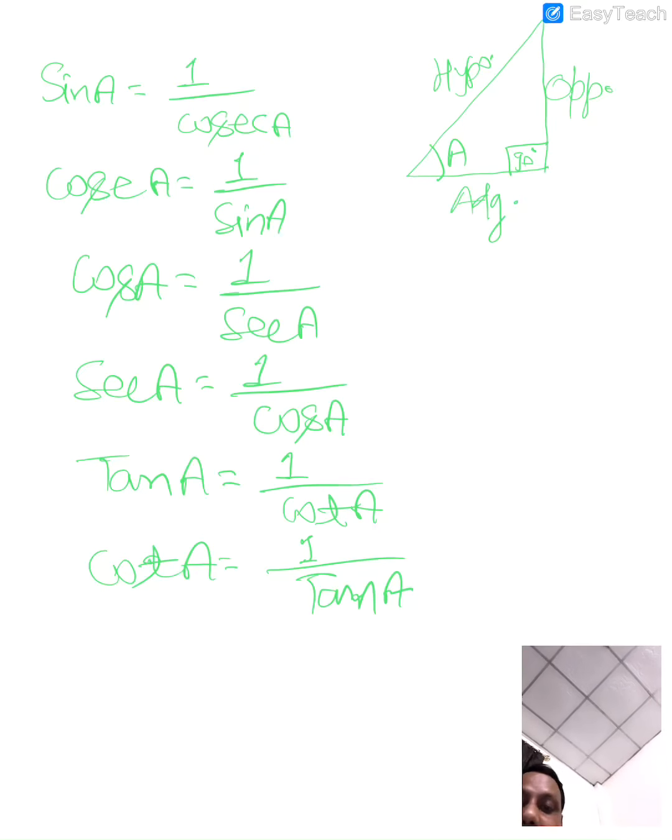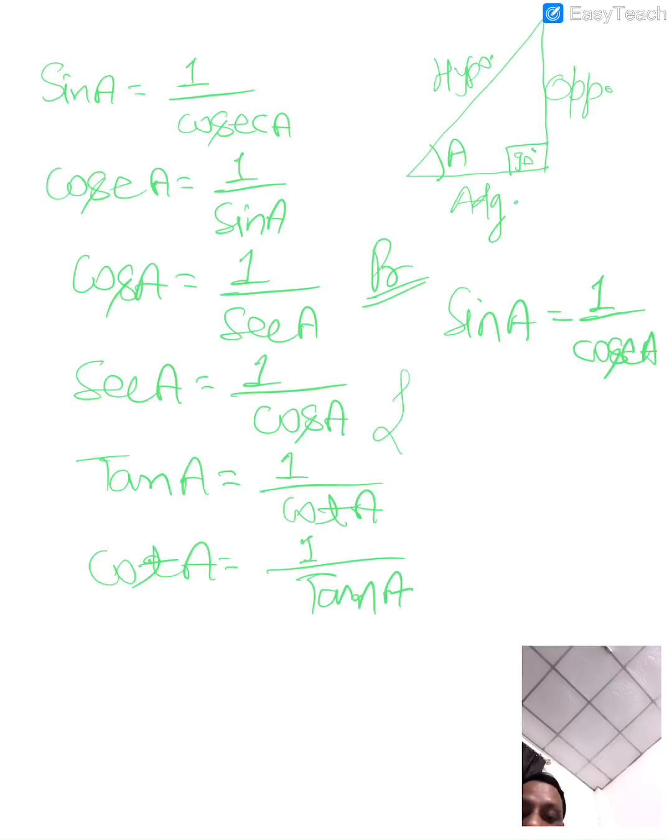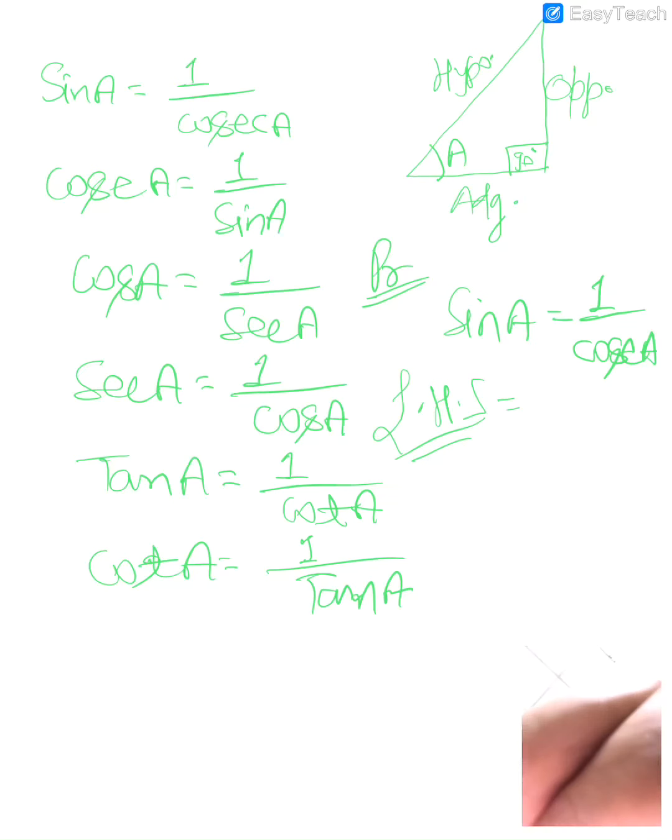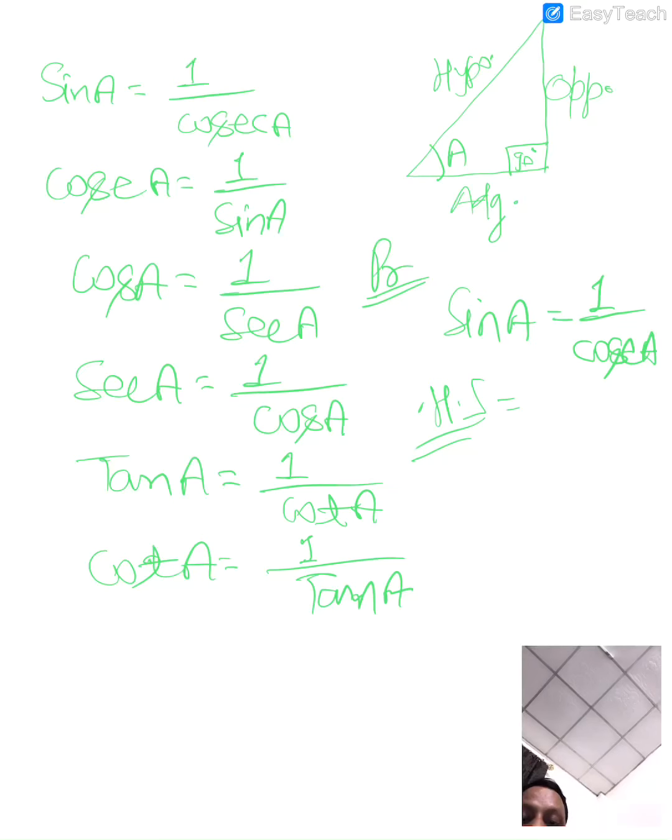Suppose I ask, can anybody prove that sine A is equal to 1 over cosec A? Practically we have to take the left hand side, or you can take the right hand side, or usefully you have to take the right hand side. So I'm taking the right hand side here. So the right hand side is what, guys? 1 over cosec A. As I told you on the last page, cosec A is what? Cosec is hypotenuse over opposite.